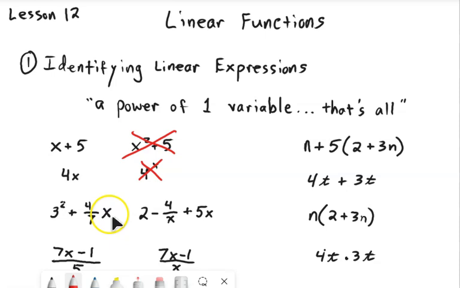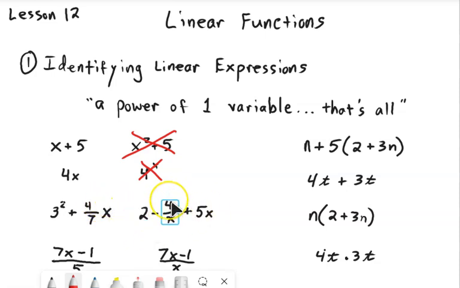This one here is a linear expression. We have 3 squared. You might ask, what about the exponent? Yes, 3 to the second power, that's just 9. Plus 4 over 7, a fraction, that's fine, times x, x to the first power. So a number plus a number times x to the first power is a linear expression. But this is not a linear expression.